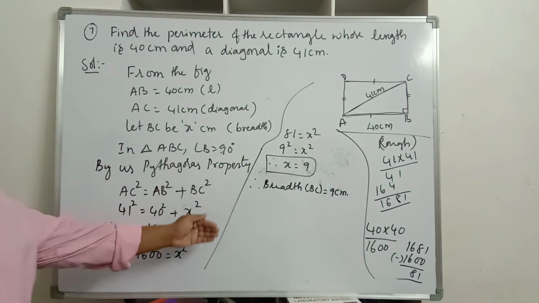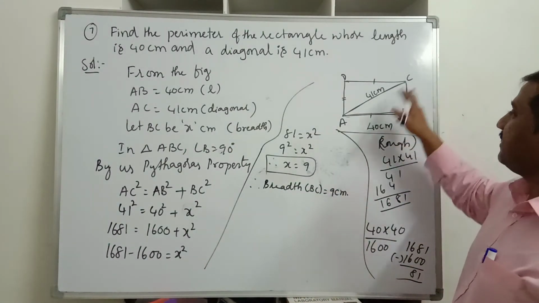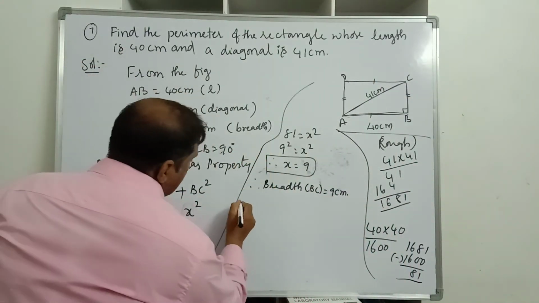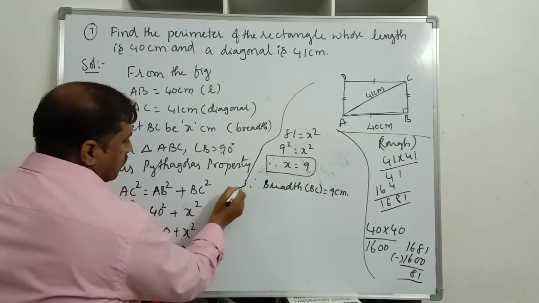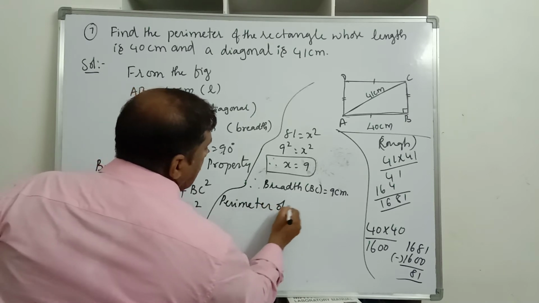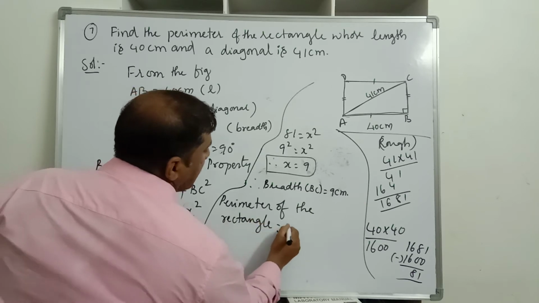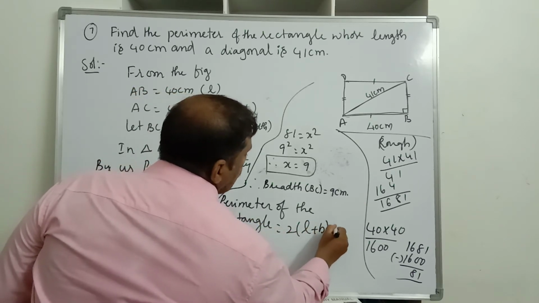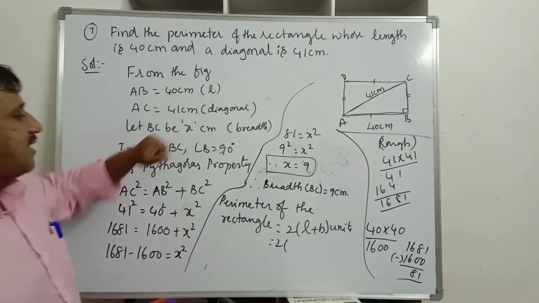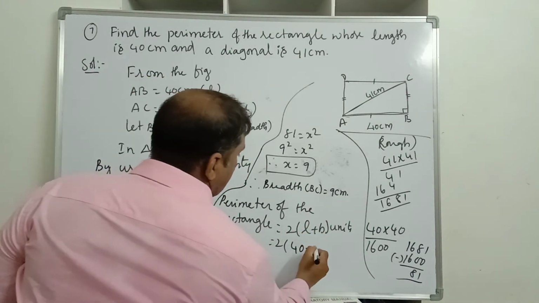Now we found the breadth by using the Pythagoras property for this right angle triangle ABC. Is it clear, children? Now what we have to find? Perimeter of the rectangle. Perimeter of the rectangle is equal to, formula is 2 into L plus B units. So that is 2 into L, where L is length. How much is length? It is 40 centimeters. Plus B is breadth, that is BC, 9 centimeters.